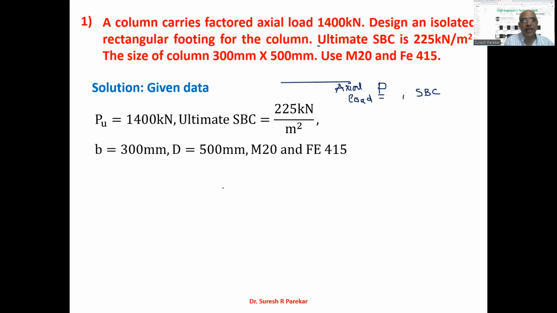Now if the column size is square, then you can go for a square footing. Otherwise you cannot go for a square footing. Do not choose a square footing just because the calculations are easy, as you will not get marks for it. So now we have a rectangular column, so automatically we have a rectangular footing.